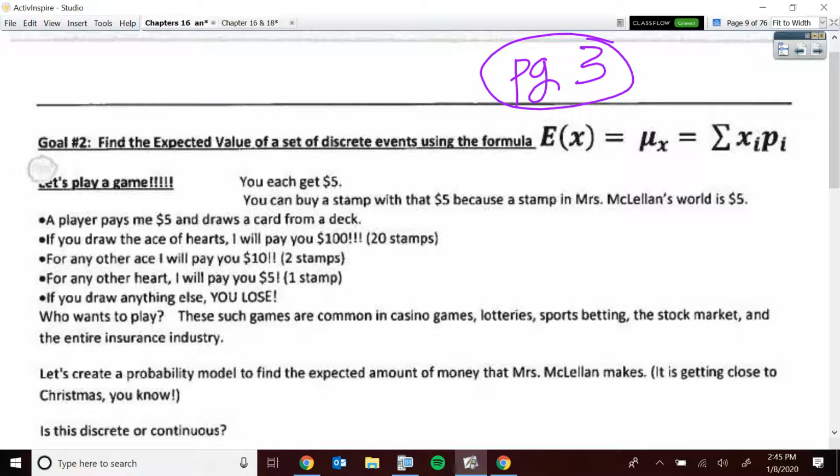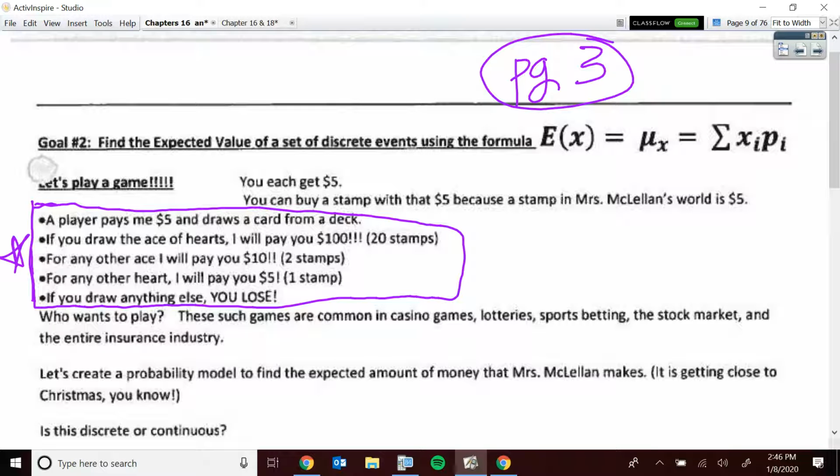So I want you right now to read the rules of the game, and then we're going to talk about it. So I want you to understand. Here are the rules. Read those to yourself so that you can decide if you want to play the game to increase your number of stamps. Okay, read that to yourself. Go.